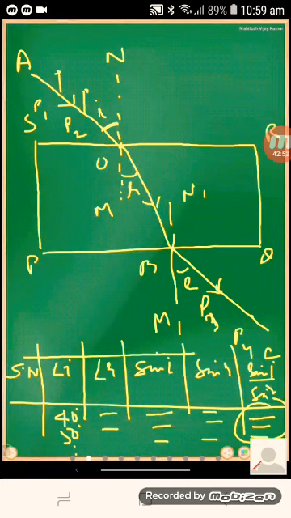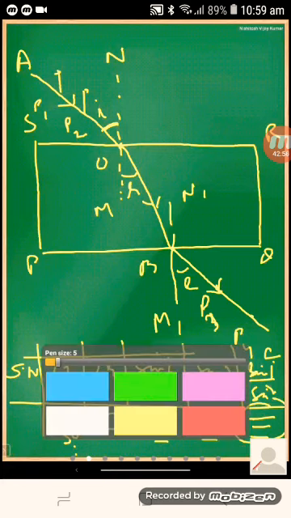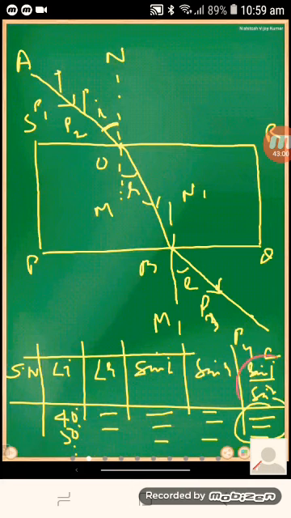Next is to find out the refractive index. So you get a constant value. This is nothing but your refractive index. This value is also going to give you the refractive index of the glass. That is, two parts are done.